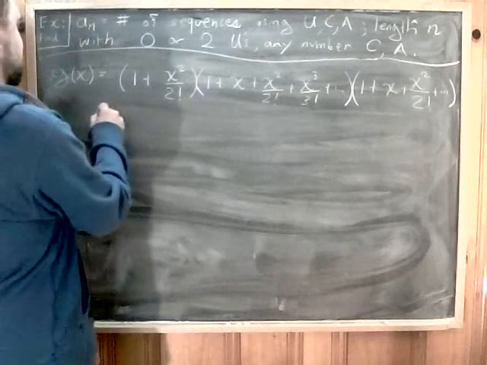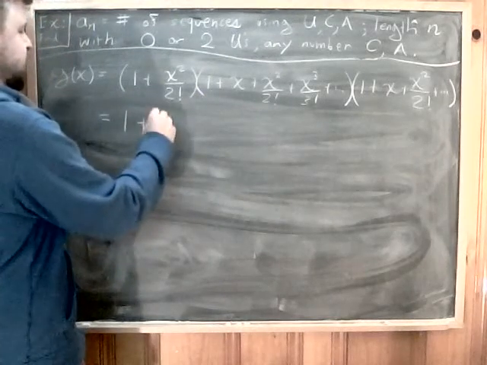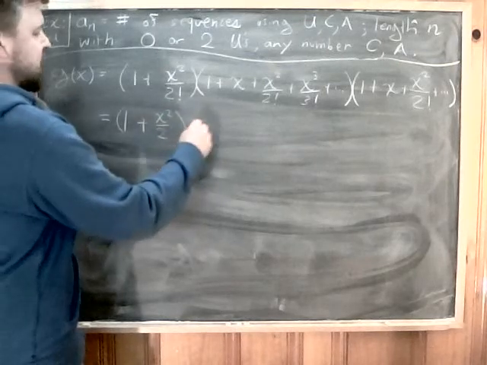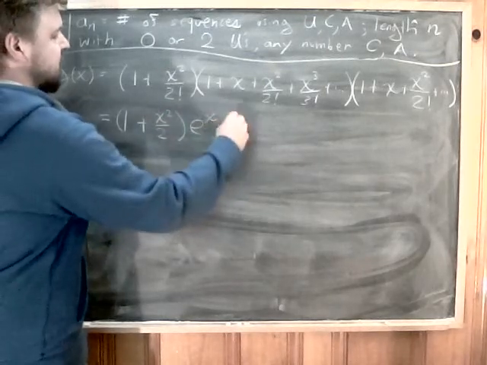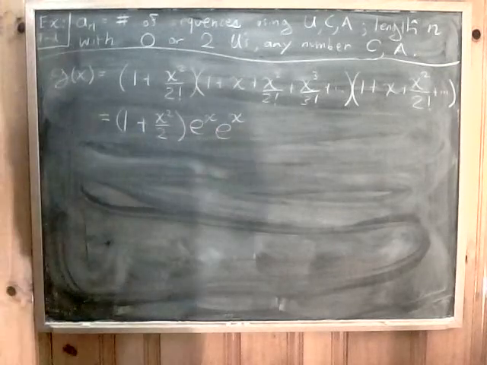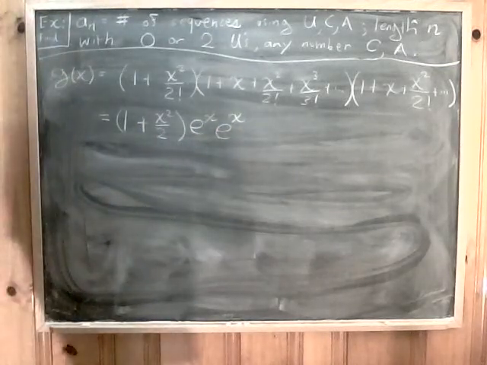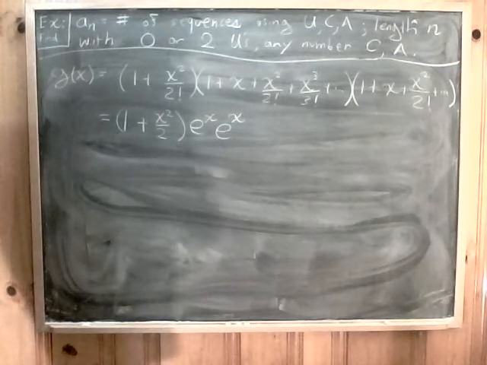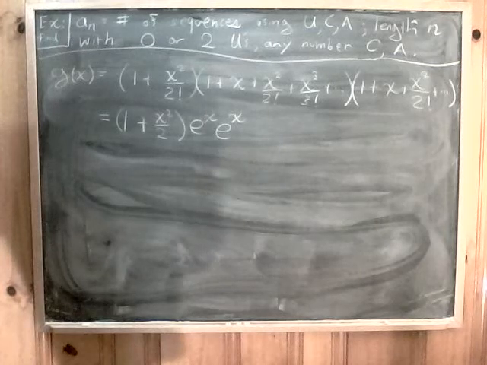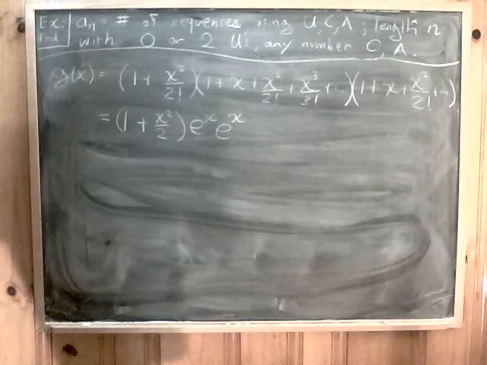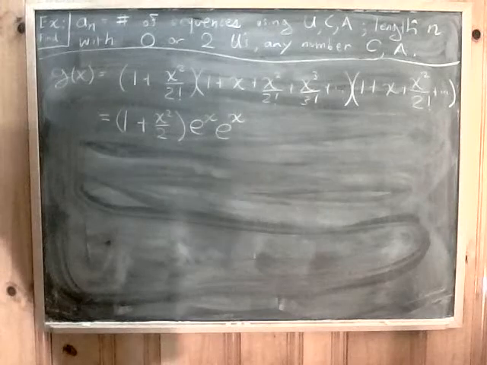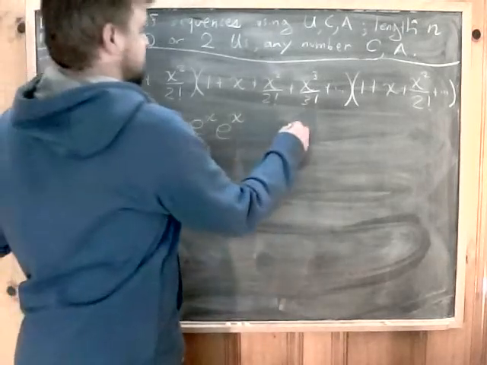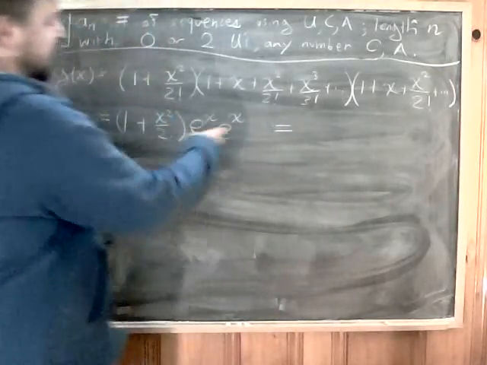Alright, so we have 1 plus x squared over 2 times e to the x times e to the x. And that's the exponential generating function. Now to find a sub n, a closed formula for it, I'm going to want to simplify that exponential generating function so that I can start using Maclaurin series. So I'll use my space here and I'll multiply this in.